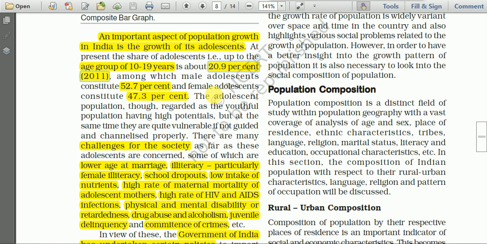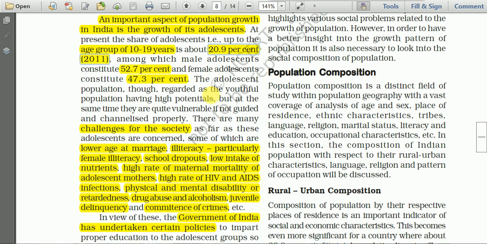Let me repeat, an important characteristic of population growth in India is the growth of its adolescents. According to the 2011 census, the percentage share of adolescents is about 20.9%. Adolescent means a person in the age group 10 to 19 years. Among them, male adolescents constitute 52.7% and female adolescents constitute 47.3% of the total population of India.